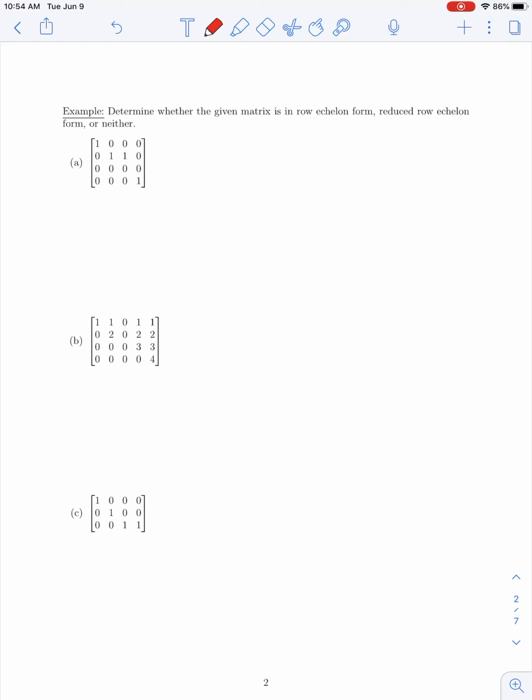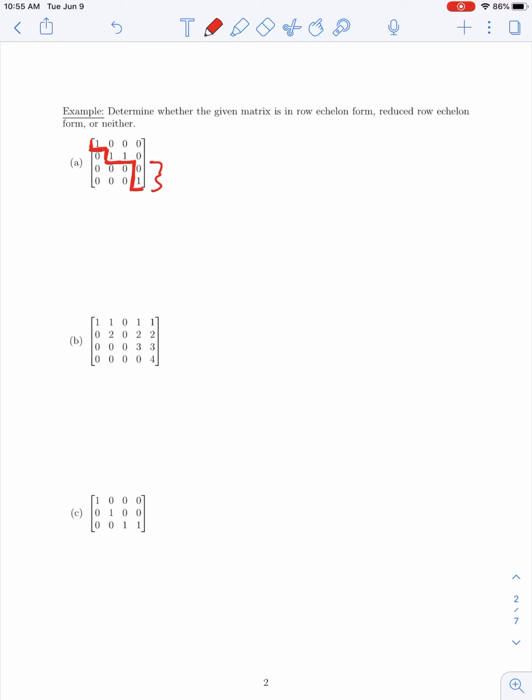So let's look at our leading entries here. For the first row, we have a 1 as our leading entry. For the second row, we have a 1 as our leading entry. Our third row is all zeros, so it does not have a leading entry. And our fourth row has a leading entry of 1. So notice here, if we're forming this staircase pattern connecting our leading entries, one of our steps, namely this last step, has a height of more than 1. So this matrix is not in echelon form.